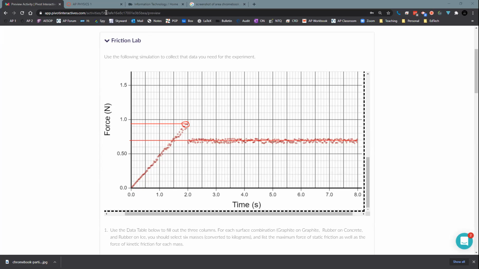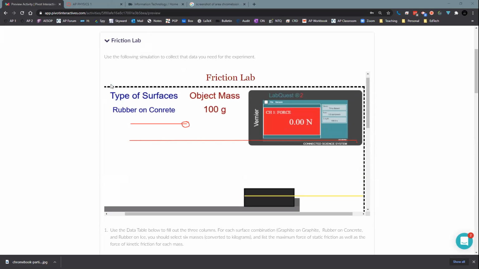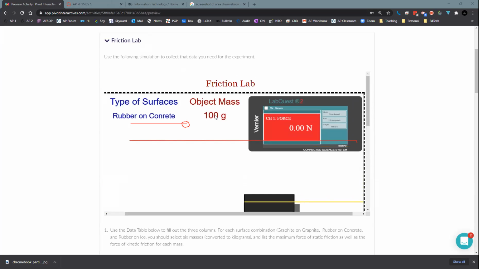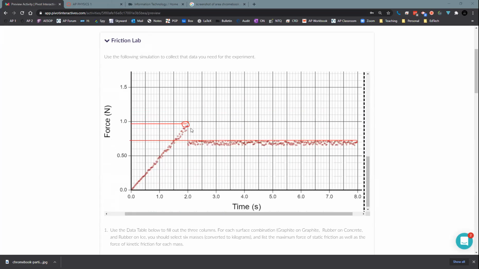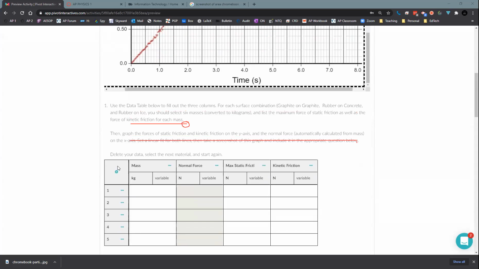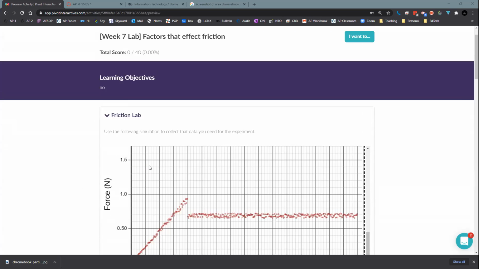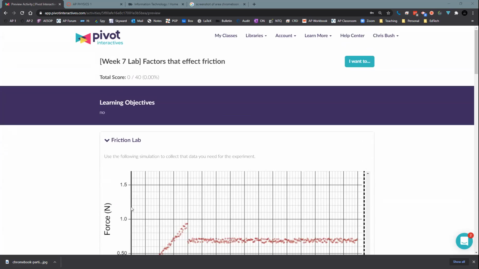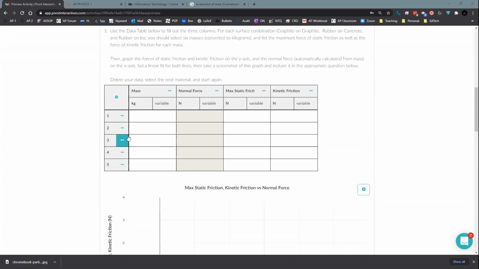So what I would do is on my data table, I would say that for rubber on concrete, at an object mass of 100 grams, I have a force of static friction of 0.95, and a force of kinetic friction of 0.7. So I would go down to my data table. Now I'm only doing one surface at a time. So I'd collect all my data for this particular type of surface, which I'm doing as rubber on concrete. So I would type in my mass.